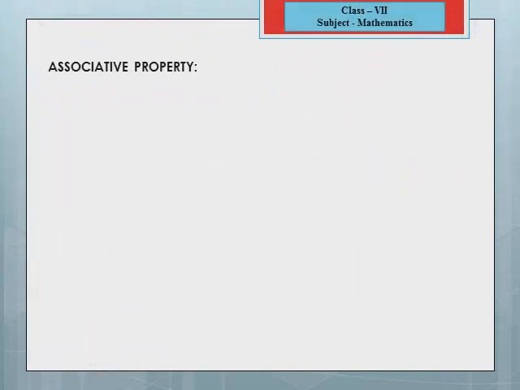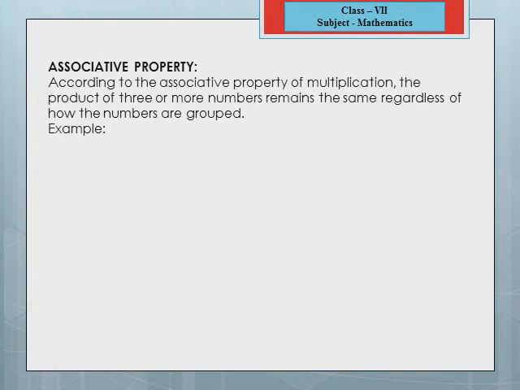Associative property. According to associative property, the product of three numbers remains the same regardless of how the numbers are grouped. Example, 5 into 4 into 2. First you multiply 5 into 4, 20, and then you multiply it by 2, you will get 40. Or you first multiply 4 and 2 and then you multiply 8 with 5, again you will get 40.